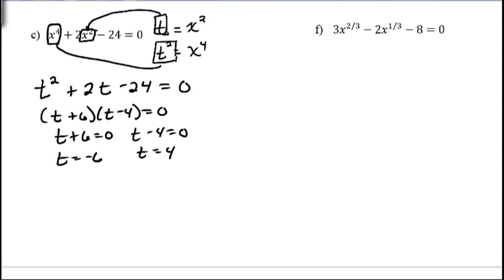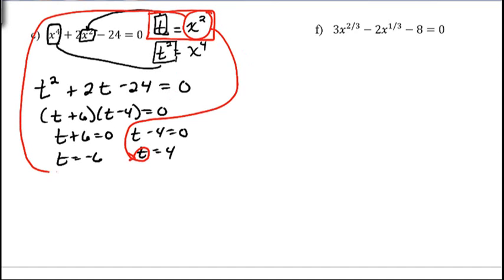So we go back up here, and I'll change my colors. We have this equation for t: t is equal to x squared. So now we're going to take what t is, it's x squared, and replace these t's with x squared. So you're going to do the same thing right here, replace that with an x squared. So we get x squared equals negative 6, and here we get x squared is equal to 4.